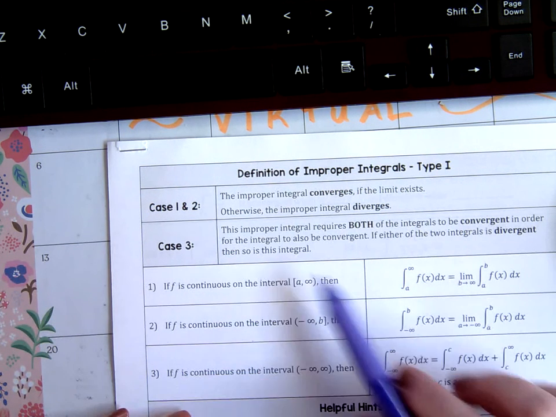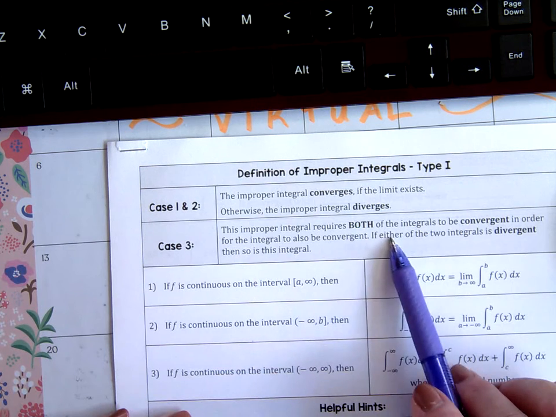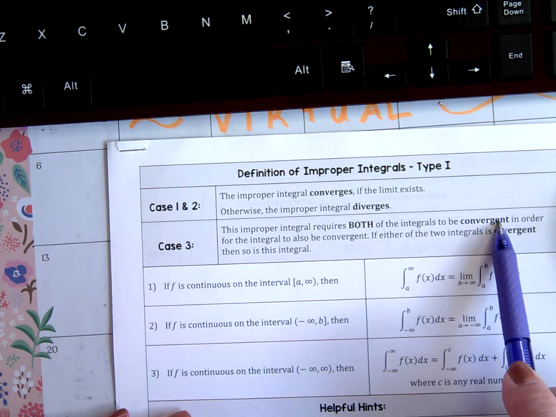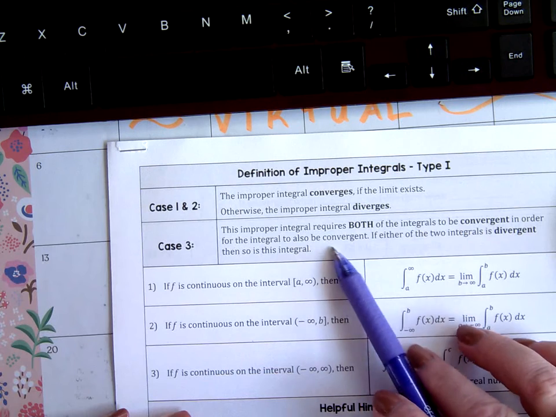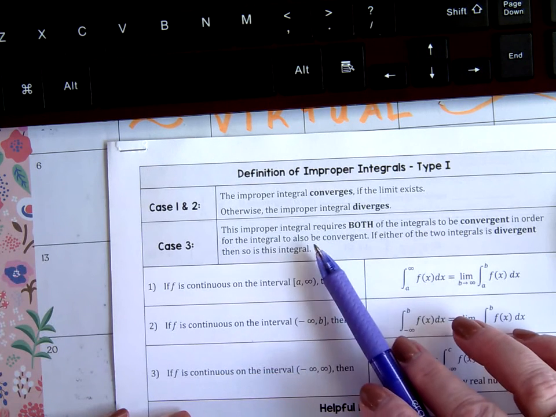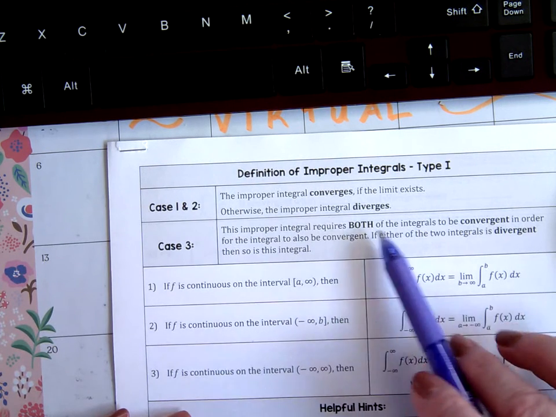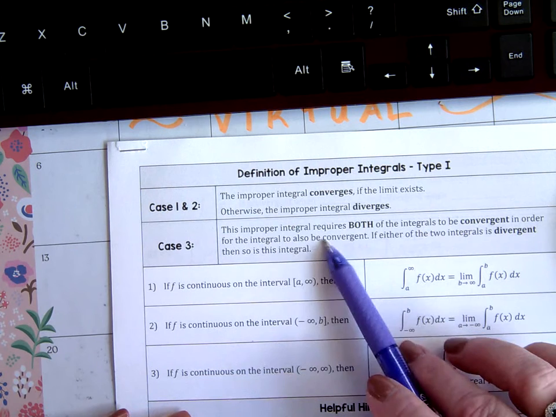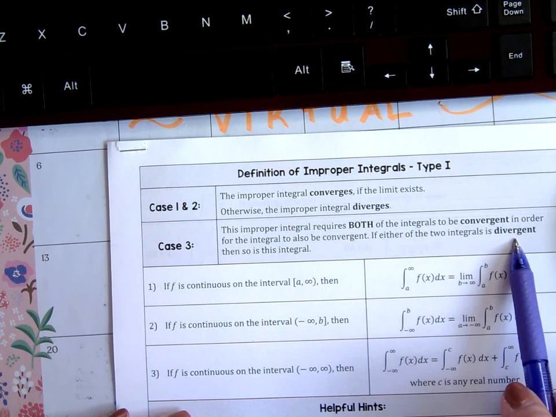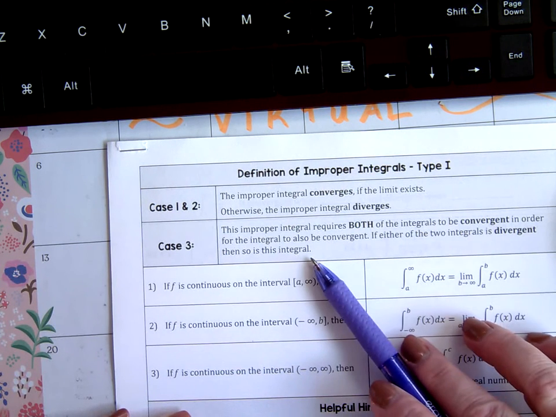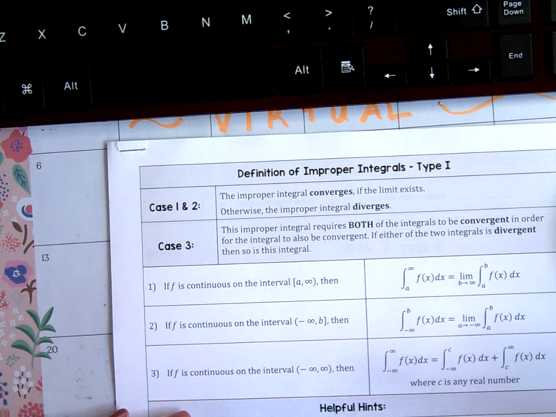So this improper integral requires both of the integrals to be convergent. They both have to be approaching a number for the improper integral to also be convergent. If either of the two integrals is divergent, then the integral is also going to be divergent. We'll talk more as we see the examples.